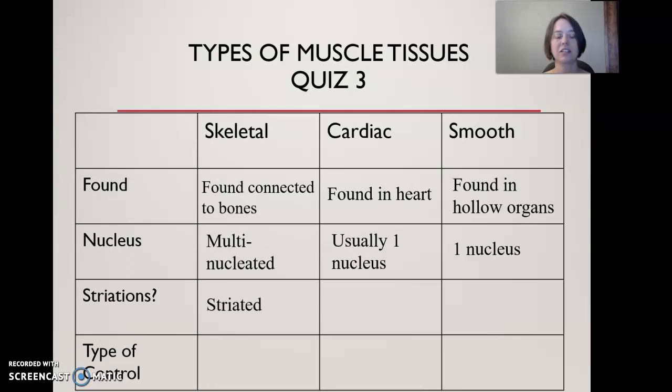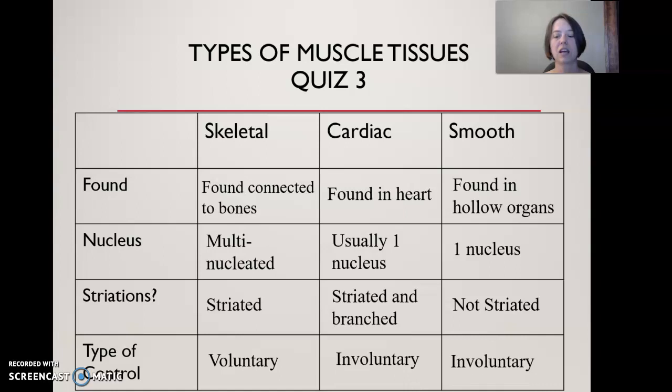Striations, yes, skeletal muscle is striated. Cardiac, it is striated and branched, yes. Smooth, no, not striated. Type of control, skeletal is voluntary, cardiac is involuntary, and smooth is involuntary. So, how many right did you get out of 12?